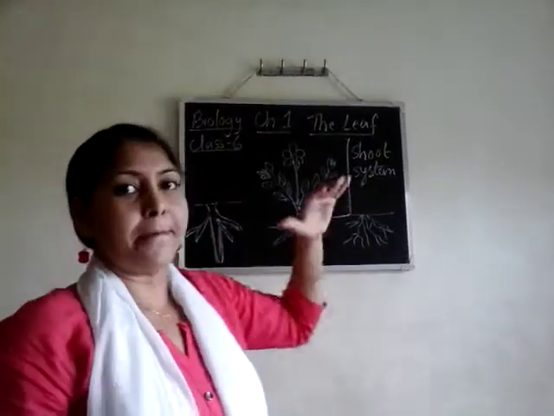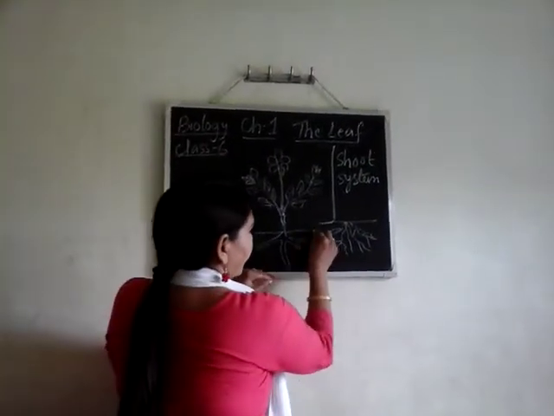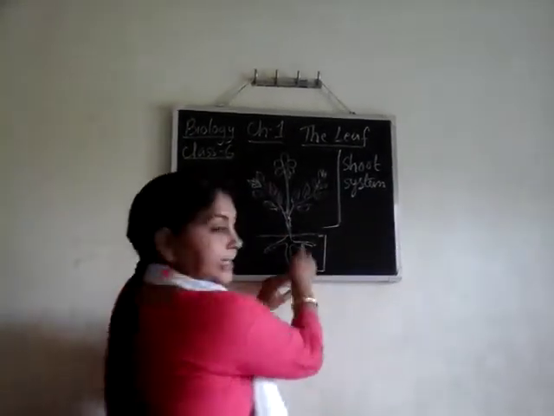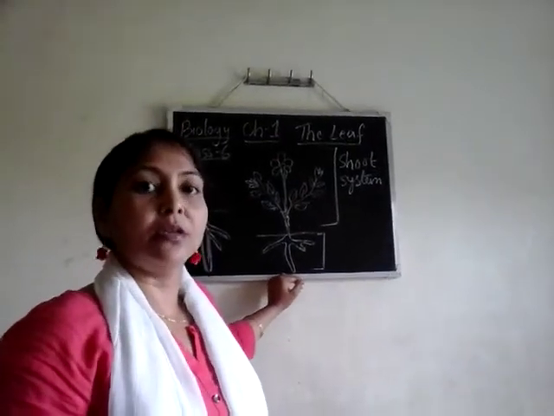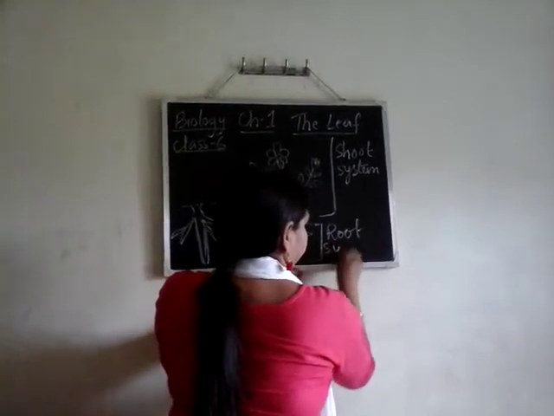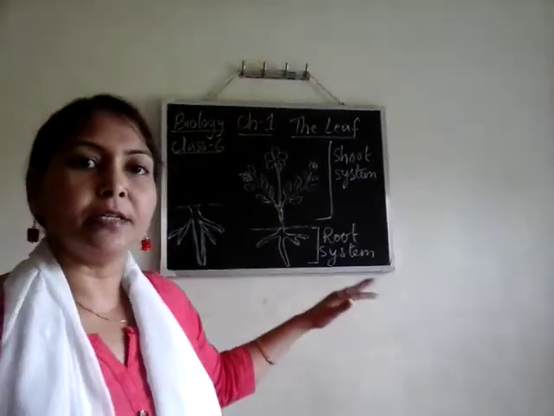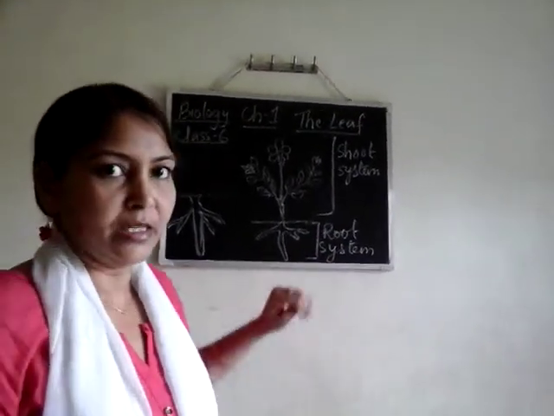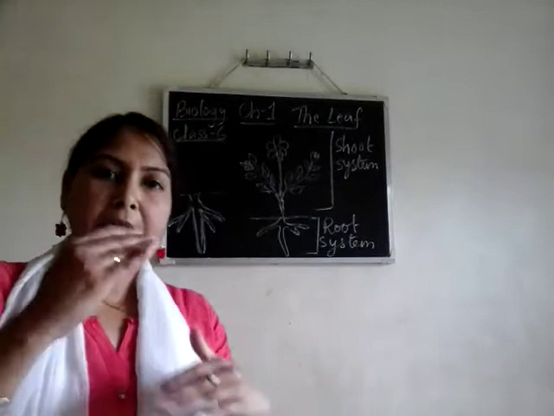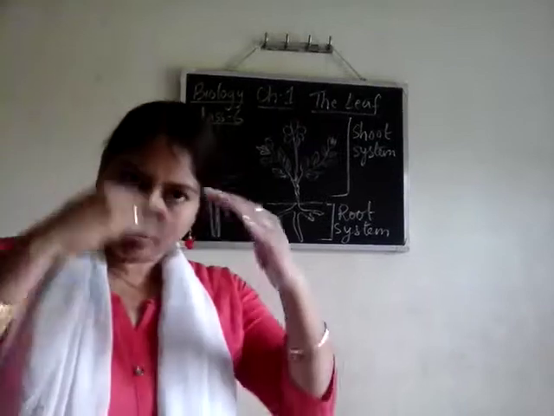Then we come to the part which is below the soil. What is it called? From here to here, this part which is below the soil is called the root system. Now what have we learned here? We have learned the two main parts of a plant, the shoot system and the root system. The shoot system is the part of the plant which is above the ground, and the root system is the part of the plant which is below the ground.